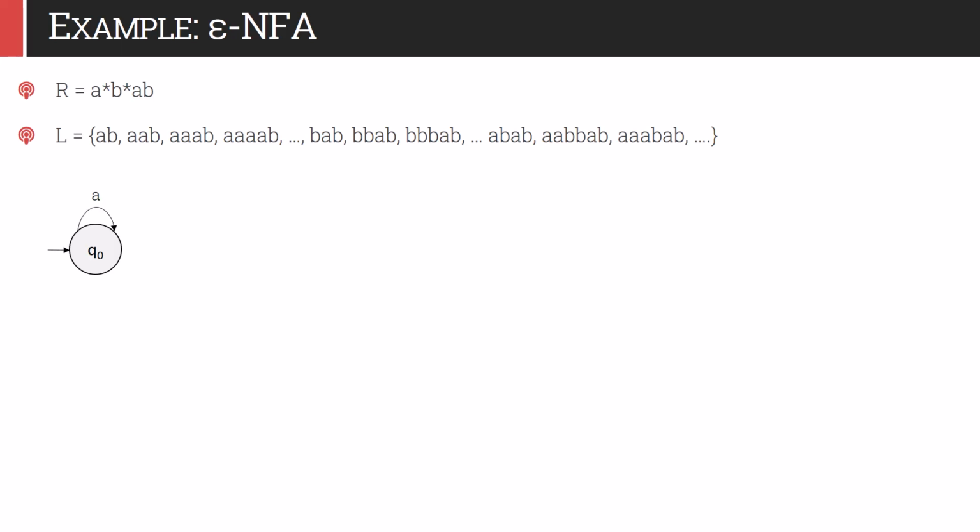So this is the initial state. By giving the self loop, it says that we can read any number of A here. Once we read A, and when we want to write down the transitions for B, we will go to another state, because we cannot put the arc of B on the same state.